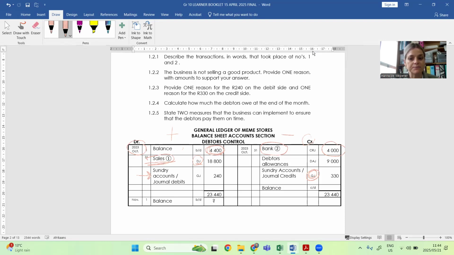Just keep in mind that this one over here, your bank, we now know that for us, it's no longer only bank, it is bank and discount. So you have to include both in this line over here. So it's bank and discount.